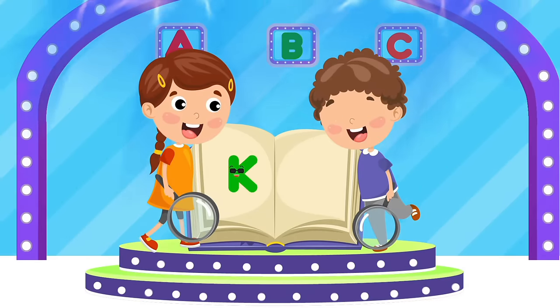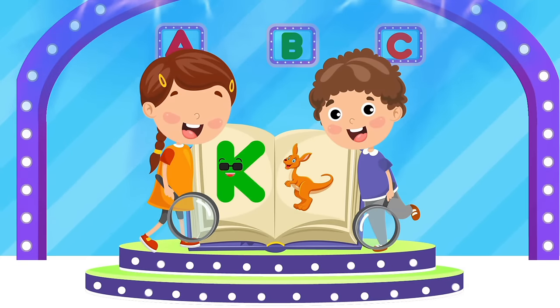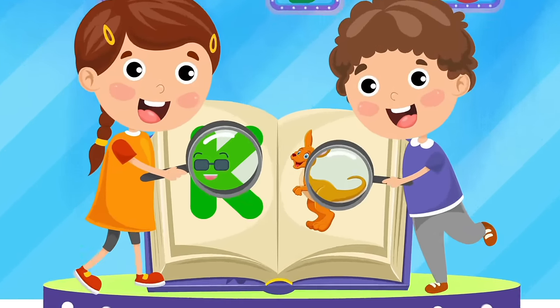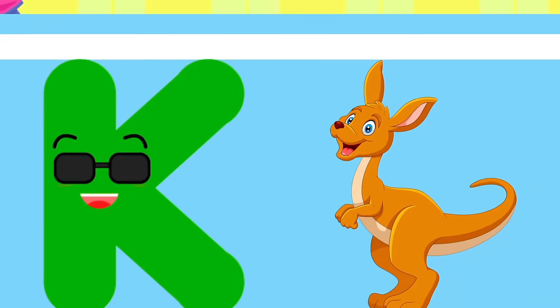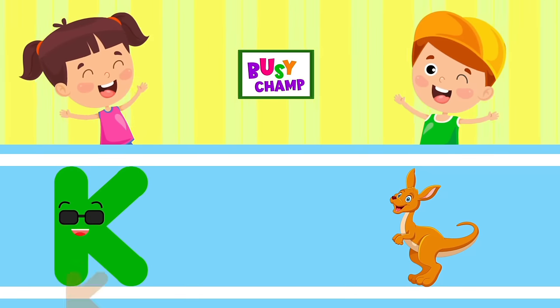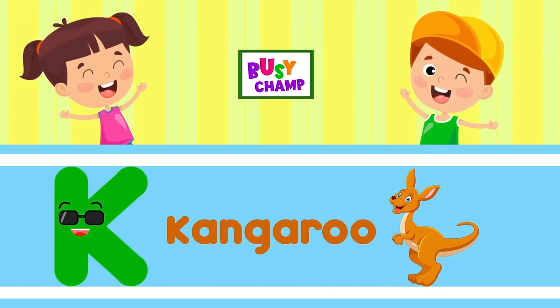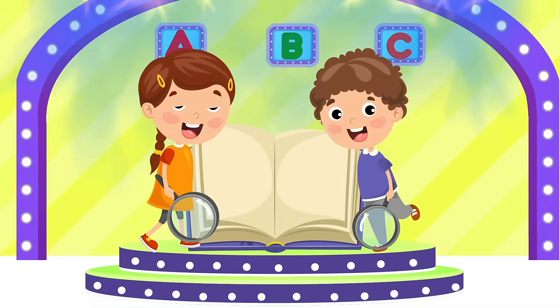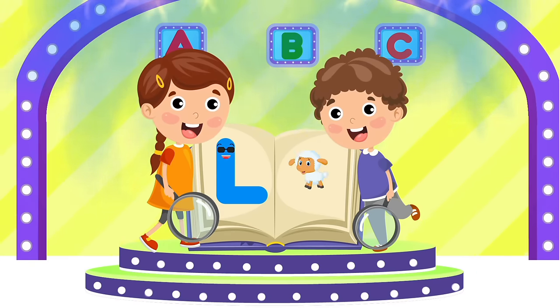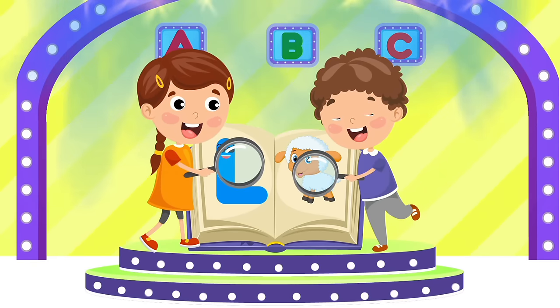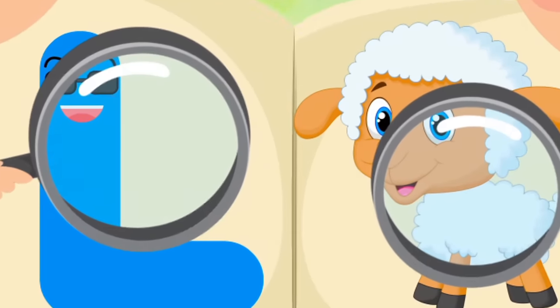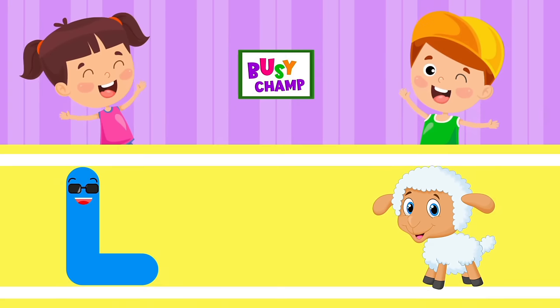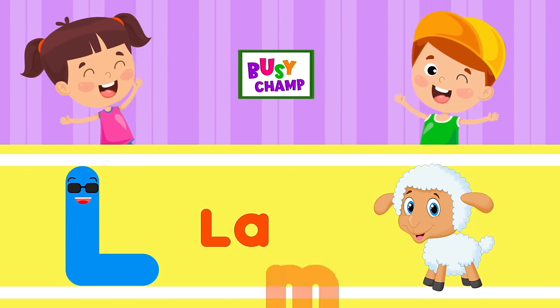Here comes the alphabet K. Kangaroo. Kangaroo starts with K. It's alphabet L. Lamb. Lamb starts with L.